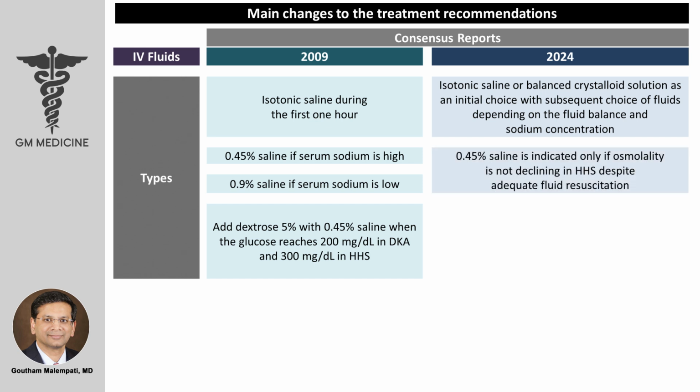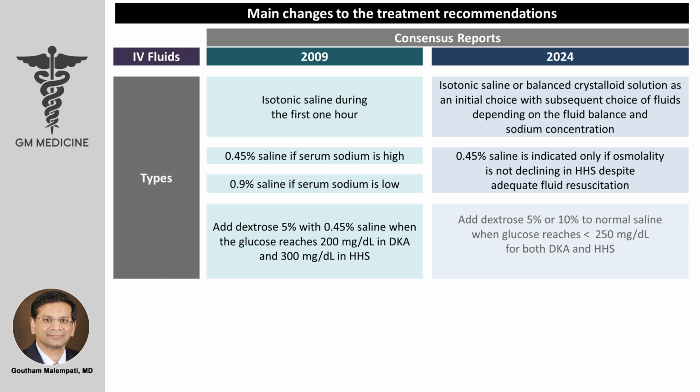0.45% saline is indicated only if osmolality is not declining in hyperglycemic hyperosmolar state despite adequate fluid resuscitation. Add dextrose 5% or 10% to normal saline when glucose reaches less than 250 milligrams per deciliter for both diabetic ketoacidosis and hyperglycemic hyperosmolar state.